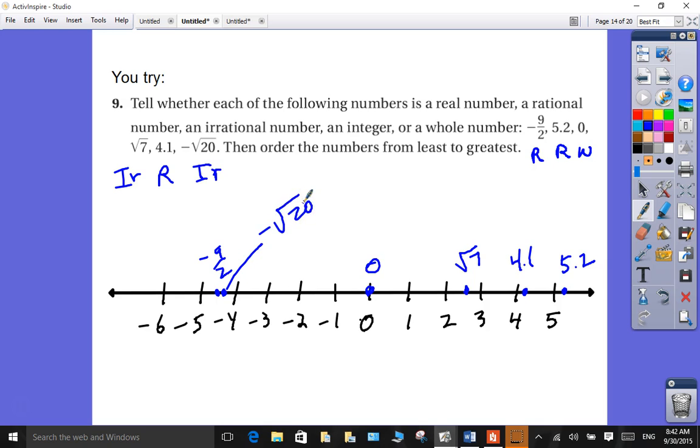So if you had to put an inequality symbol in between those two, negative 9/2 is less than negative square root of 20. They're close, but they're not the same thing.